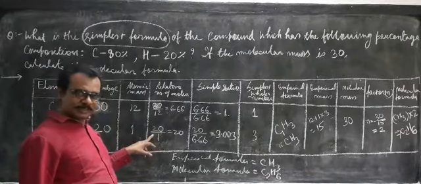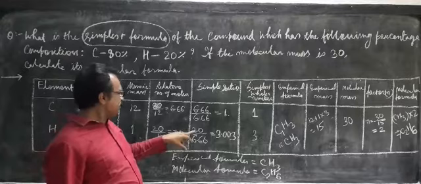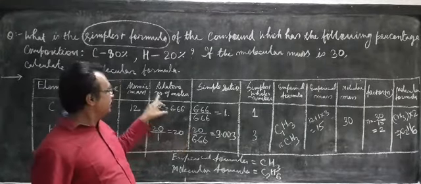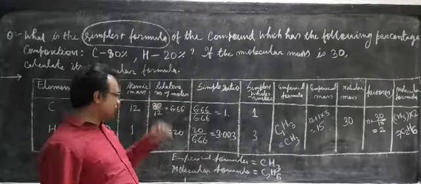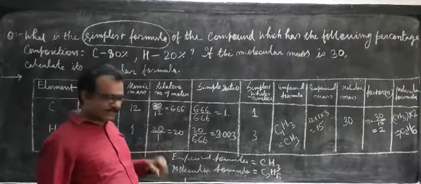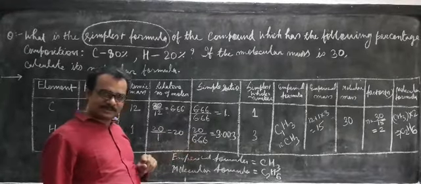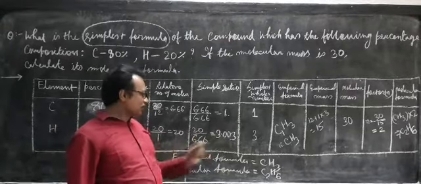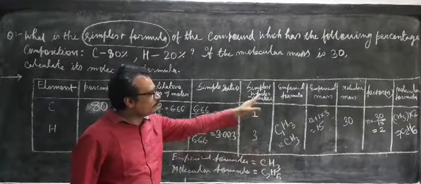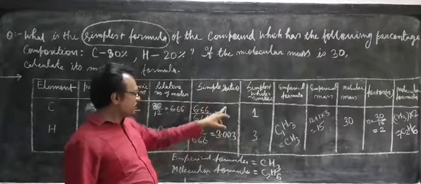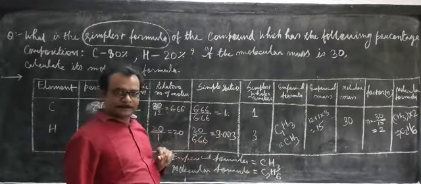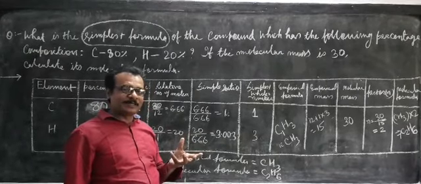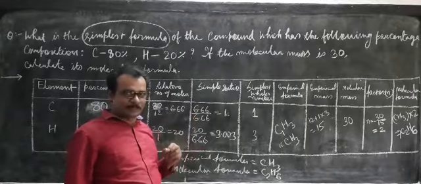Now 20 is the relative number of moles for hydrogen. It should be divided by the least relative number of moles. Which one is the least? 6.66. That is why it is divided by 6.66. So how much are you getting? It is 3.003. Now in the next column we will write the simplest whole number. Here you may get a fraction, so you approximate it. You know the mathematics of how to approximate and make it a whole number.